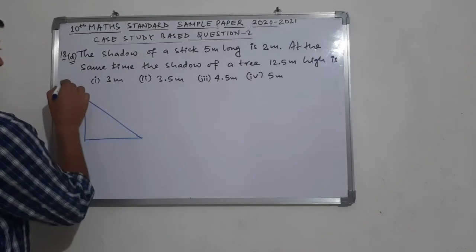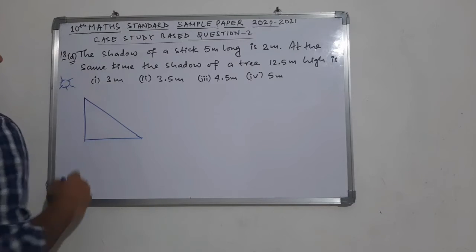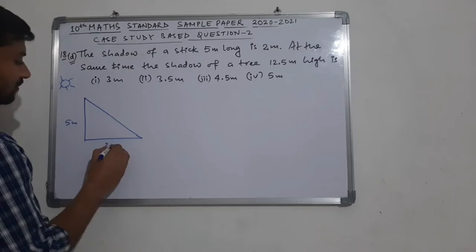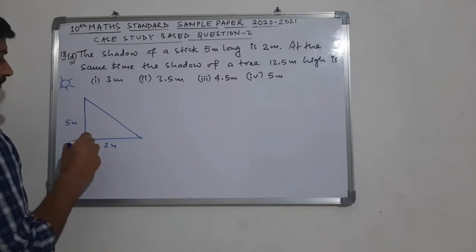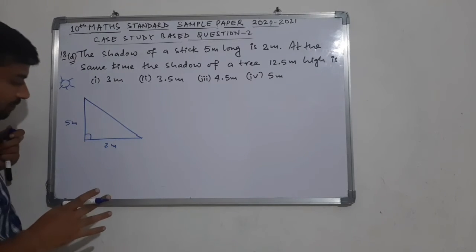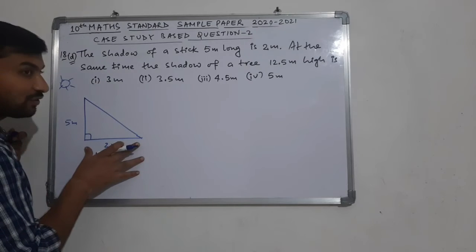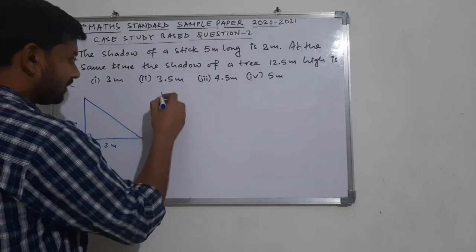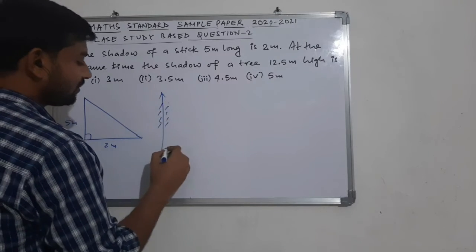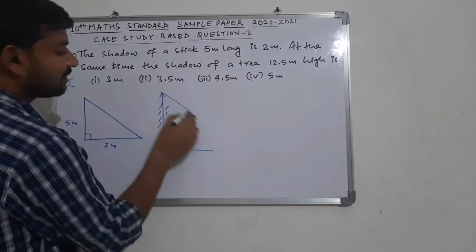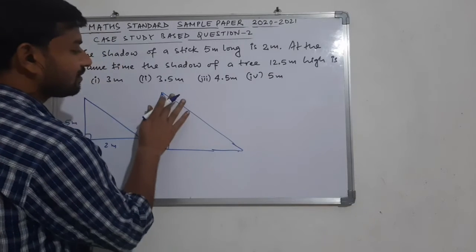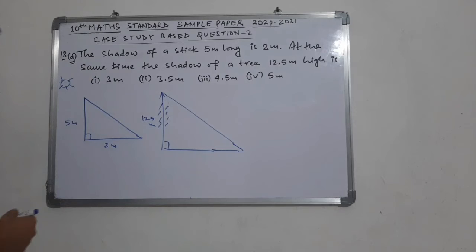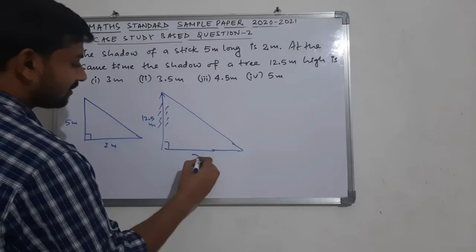We have a sun placed here, and the shadow of a stick which is 5 meters in length is given as 2 meters. This is the stick. Then this will make an angle of 90 degrees with the base, that is the shadow here. So the length is 5 and the shadow is 2. We have to find, if we have a tree, its shadow length when the height of the tree is given as 12.5 meters. So clearly these two triangles are similar, and let me take this as x.